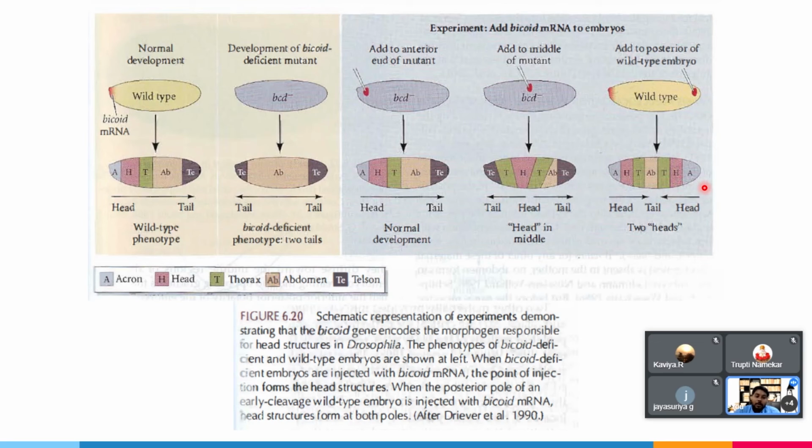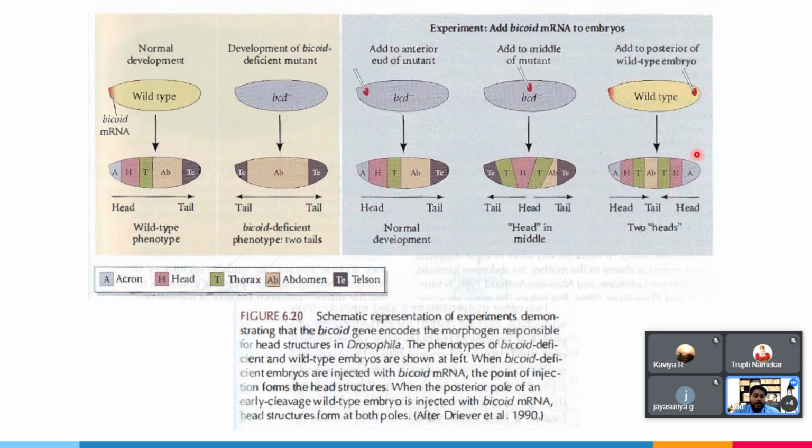So there are no tail-like structures. Essentially, we have two head-like anterior structures forming on two sides of the embryo. What this shows is that the expression of bicoid should have been in a graded manner. From where the expression is highest, only there the acron will form, followed by head, followed by thorax. And when it is injected in the posterior region, where there was no bicoid, it also formed the anterior structure in the graded manner right there.